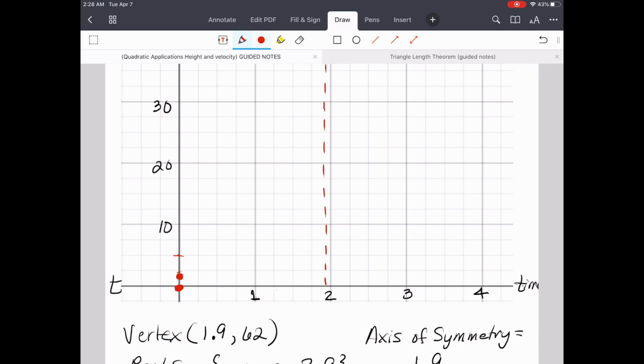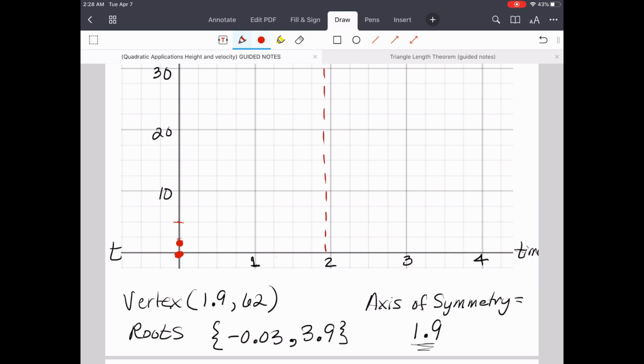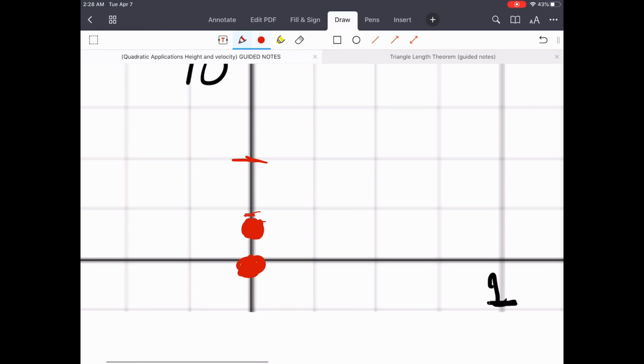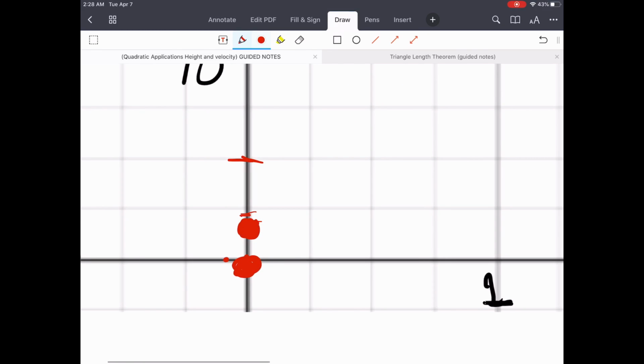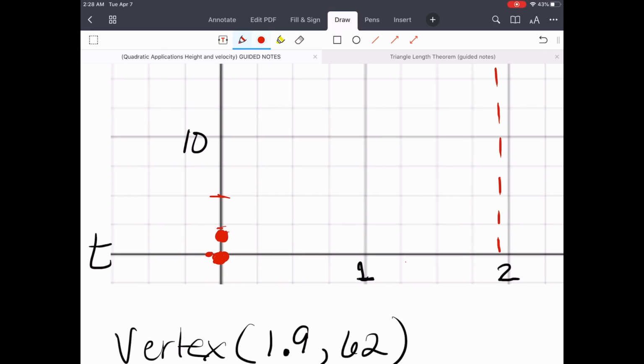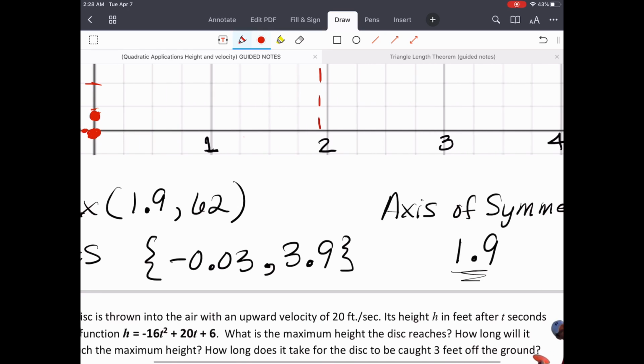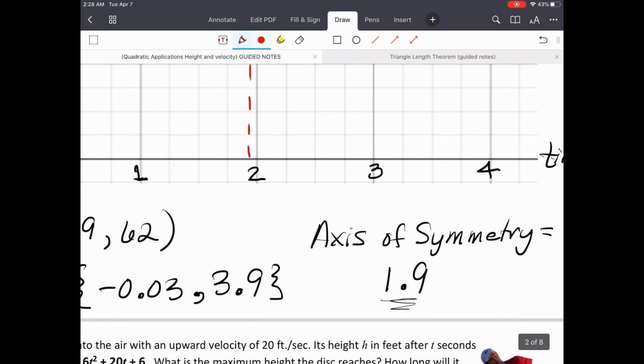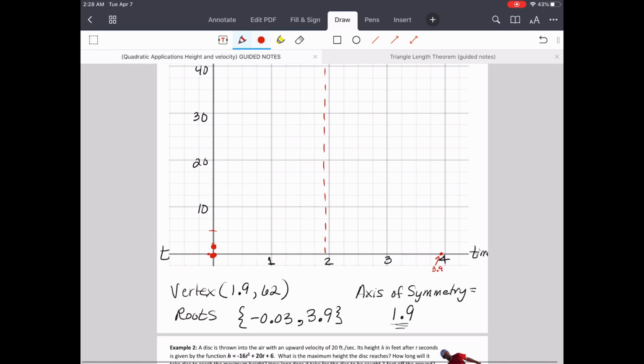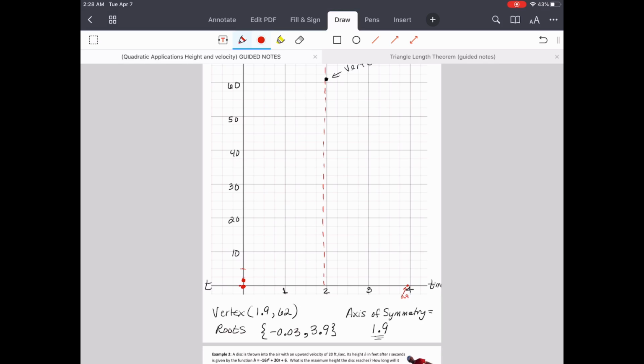And then our roots were what? Our roots were negative 0.03, negative 300, which is just negligible. It's really, really close. If I zoom in, that's probably even too far, but it's probably right there. I'm just going to put it right there for right now. It doesn't really matter what that root is, because you'll see why. The other root is more important. Our other root was 3.9, which is all the way over here. And now we have all the information that we need to make our parabola.